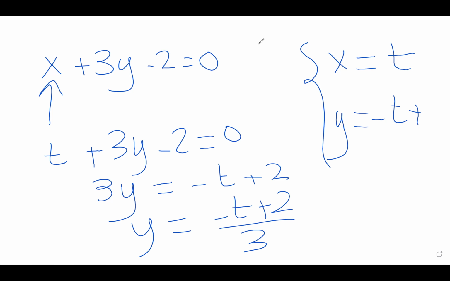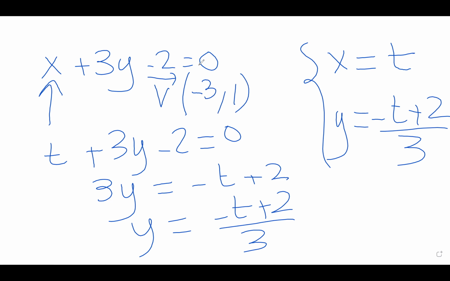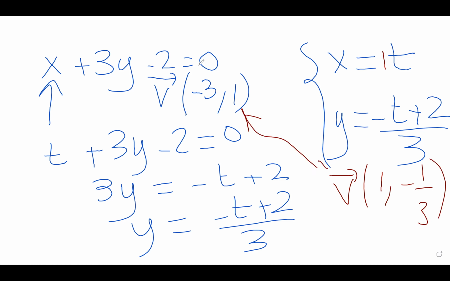Can you give me from this equation the directing vector? Minus 3, 1. Very good. Can you give me the directing vector of the parametric equation? What's the directing vector of the parametric equation? 1, minus 1 over 3. Very good. Are they the same? Yes, they are the same.